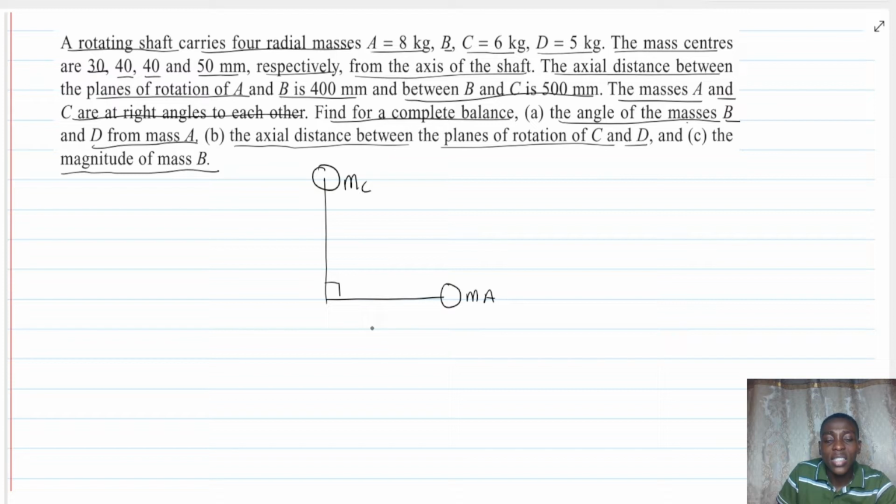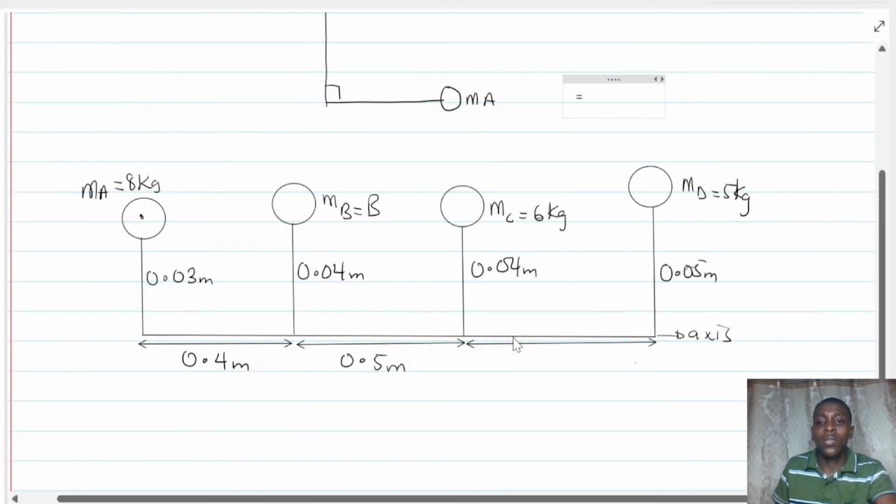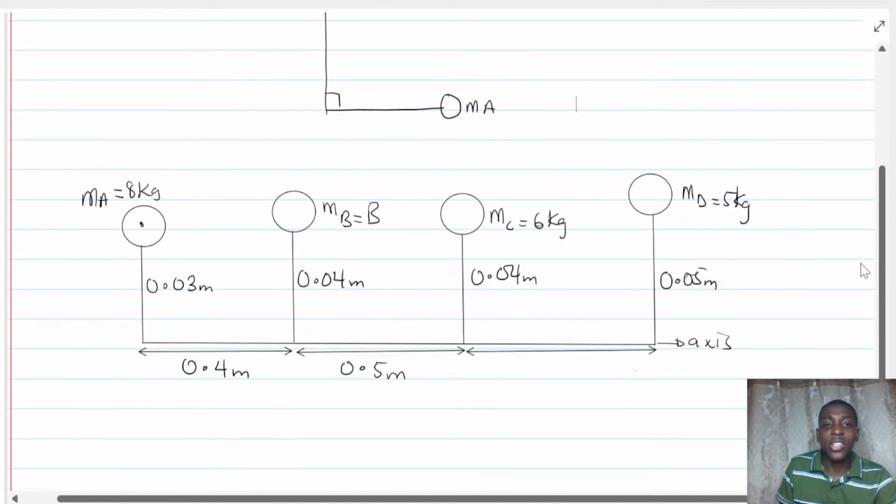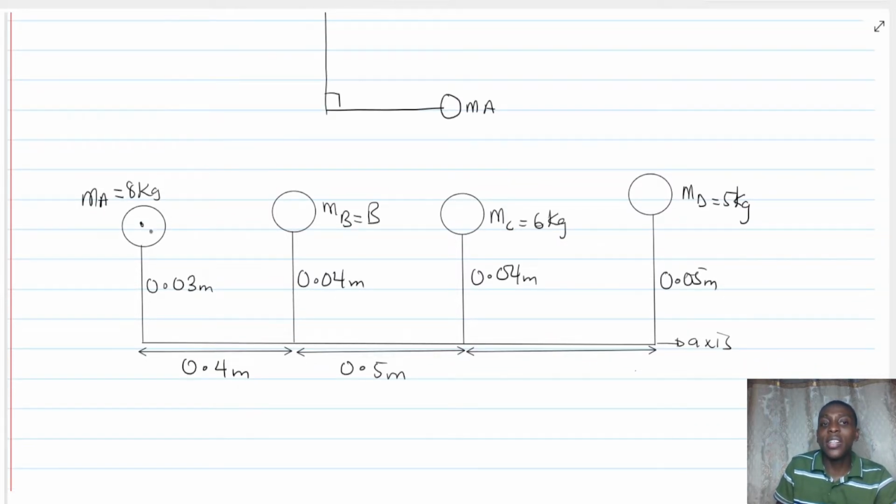So let's try to get the diagram representing the planes of rotation. At this point, I want you to pause the video and see if you can get it. Alright, so there we are. We have the diagram representing the planes of rotation. So this first one right here represents the plane of rotation of A. This one is the plane of rotation of B. I have the plane of rotation of C, and finally the plane of rotation of D. Okay, this horizontal distance right here represents the axial distances along the shaft carrying the masses.